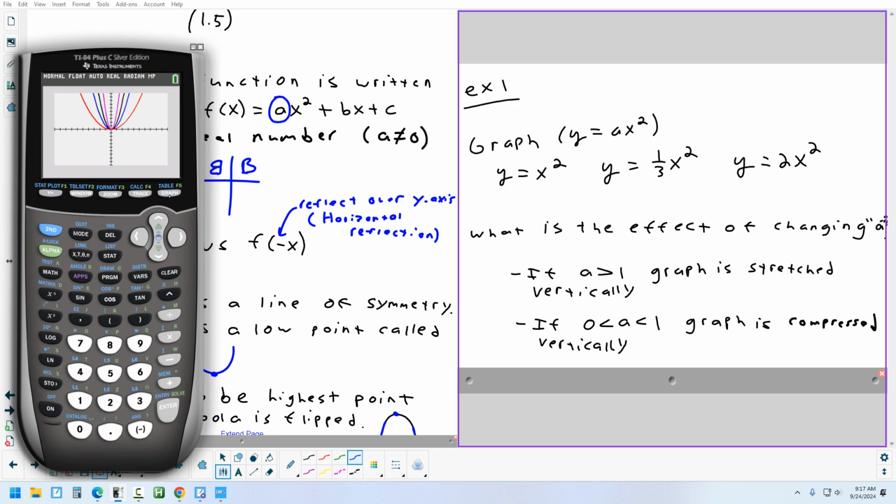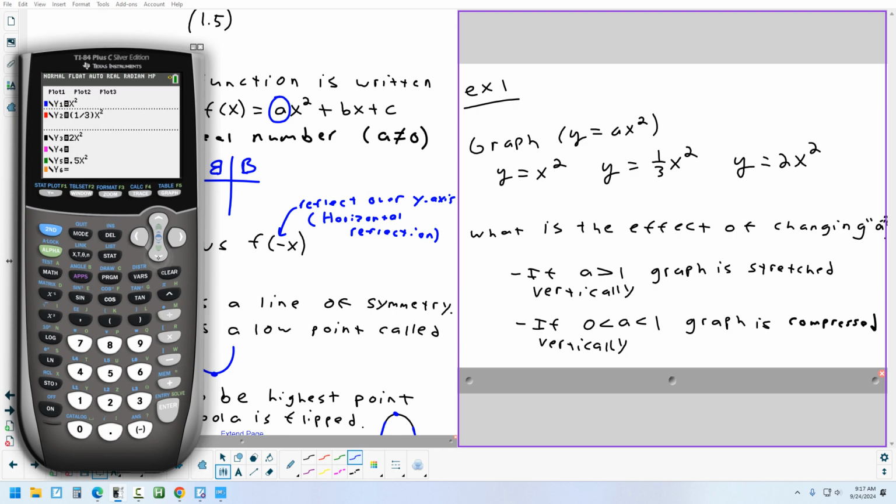If you put in a decimal or a fraction between 0 and 1, that's going to cause the graph to compress, and that's why it looks like it got wider. So what would be another number between 0 and 1? Yeah? 0.5. So if I do 0.5x squared, it's going to squish it a little bit. It's not going to squish it as much as the 1/3 did, okay? So it's going to be kind of in between, and you can see it's in between some of the graphs. So it squished it down a little and made it wider, but not as much.